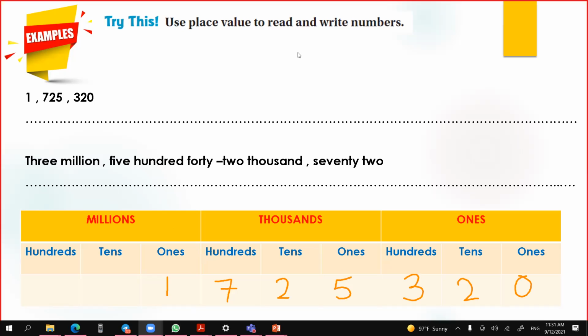Then, yalla, the first one now. From where should I start? From the left or from the right? No, miss, no. When it's in the book, I will tell you. Now here. Yalla. The first one, from where should I start? From the millions or from the ones?